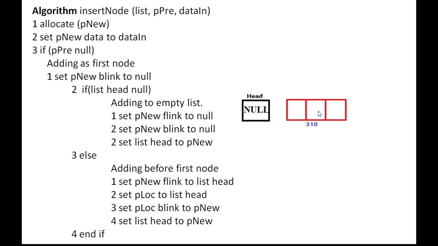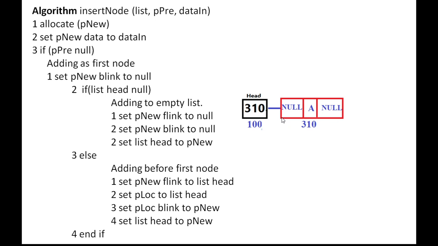The data has to be written, and then both the forward pointer and the backward pointer are going to be null, and then the head will be replaced by the address of the new node. Just look at these steps. So p new forward link to null, p new backward link to null, and set list head to p new. So that results in this modification. Now the new node has been inserted into the list. This is condition 1, which is inserting into an empty list.